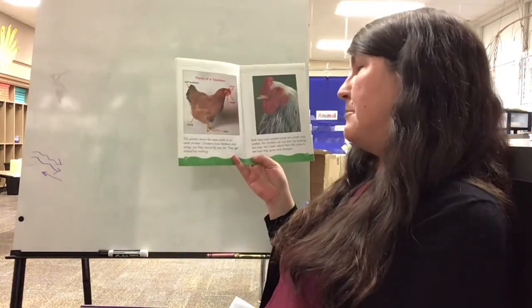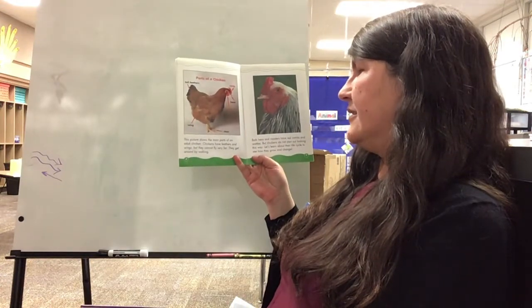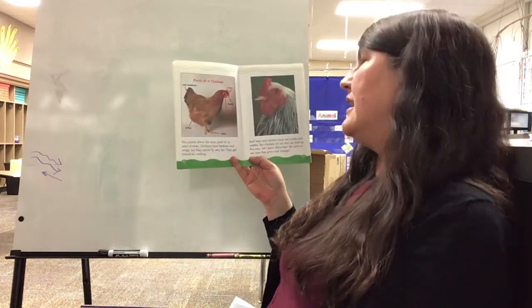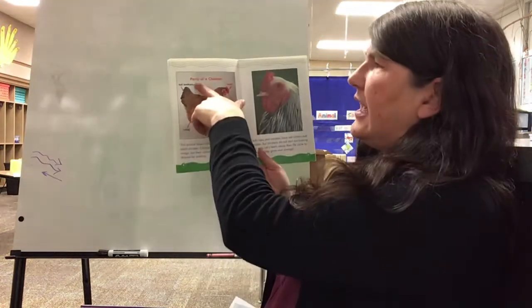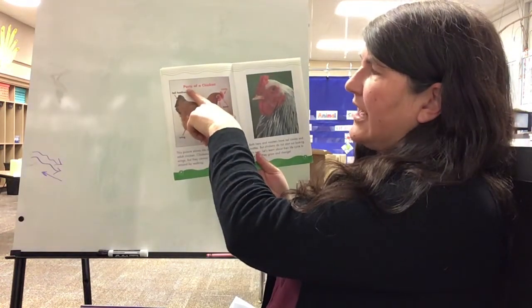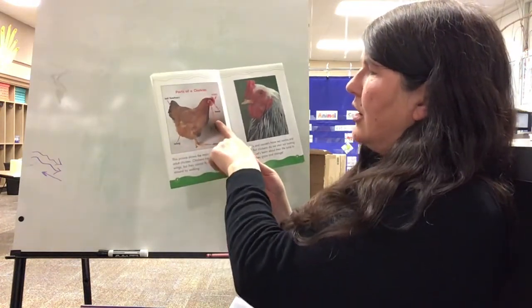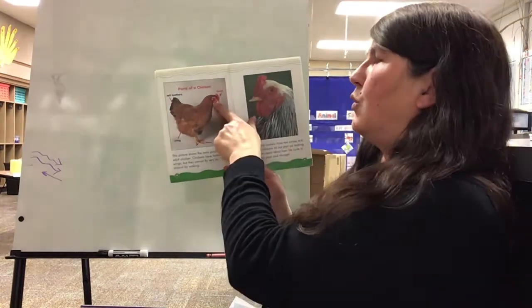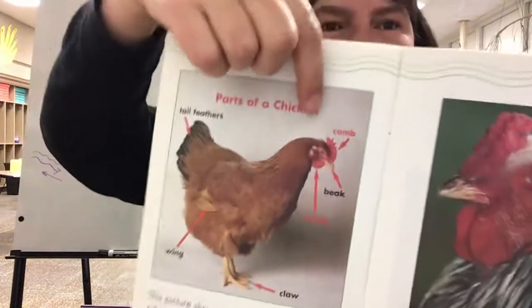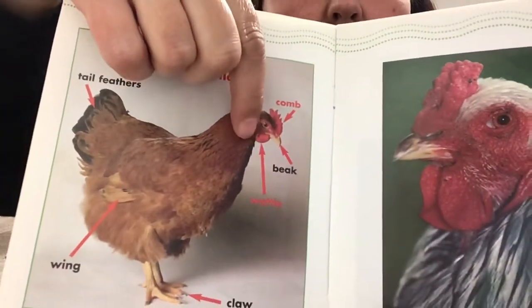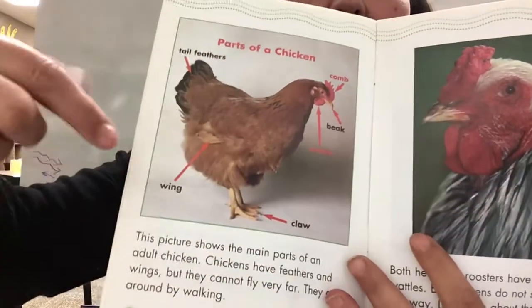This picture shows the main parts of an adult chicken. Chickens have feathers and wings, but they cannot fly very far. They get around by walking. So in the diagram, the title or the name of this diagram is parts of a chicken. The tail feathers, wing, claw. The red part that hangs down is the wattle, the beak, and the comb. On top of a chicken's head, that little red part is called the comb. It kind of looks like a comb, doesn't it? And then these are the wattle, the beak, the claw, their wings, and their tail feathers.